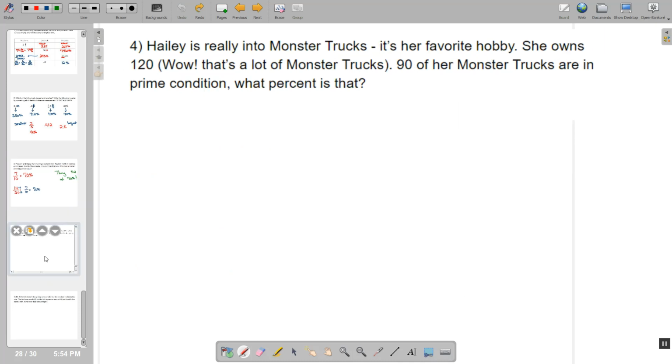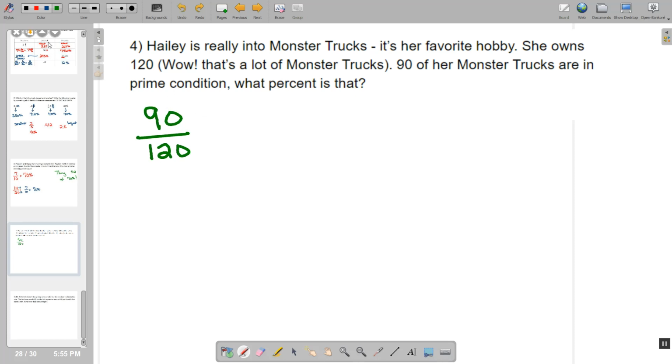2 more. Haley is really into monster trucks. It's her favorite hobby. Don't ask her. That's just the truth. So she owns 120. Wow, that's a lot of monster trucks. But 90 of her monster trucks are in prime condition. What percent is that? So 90 out of the 120 total.